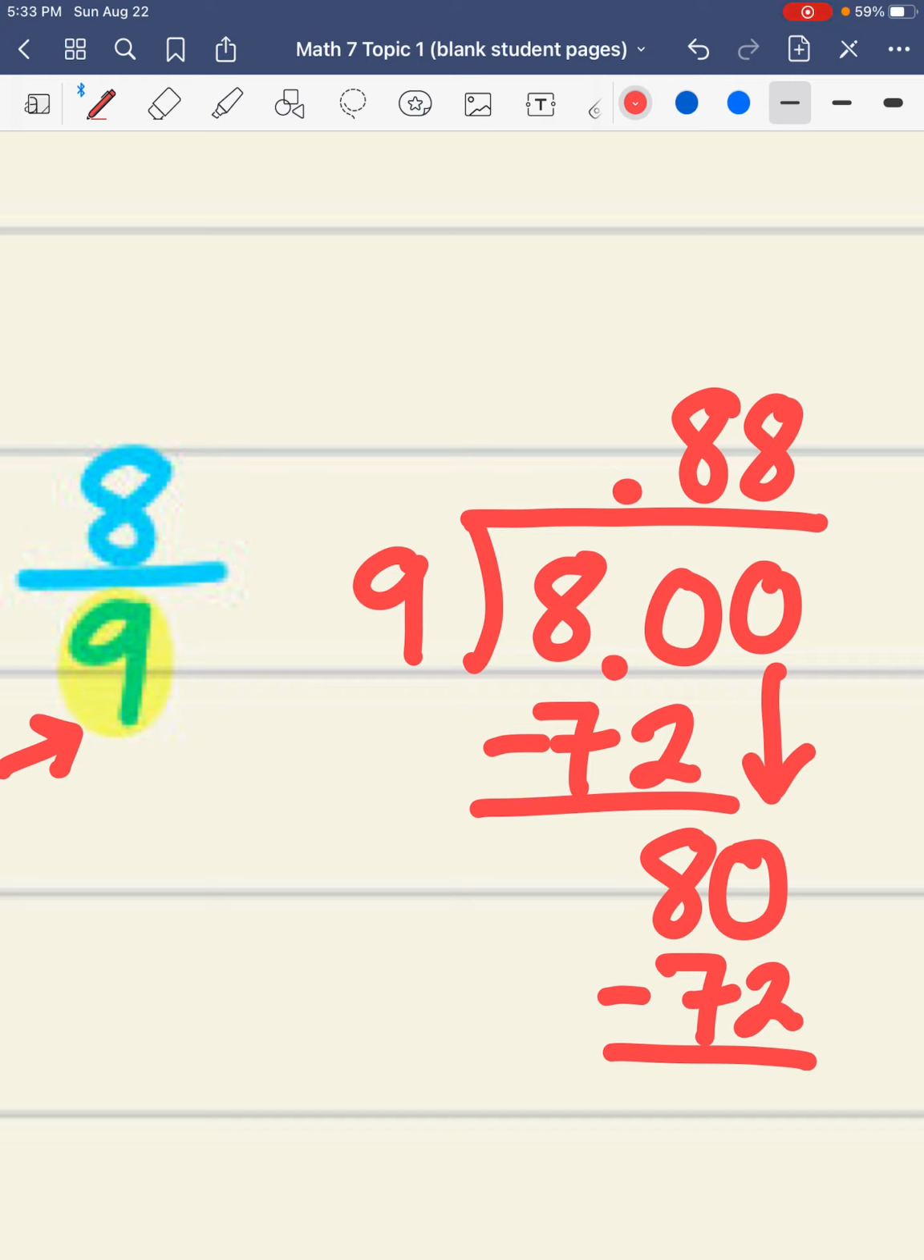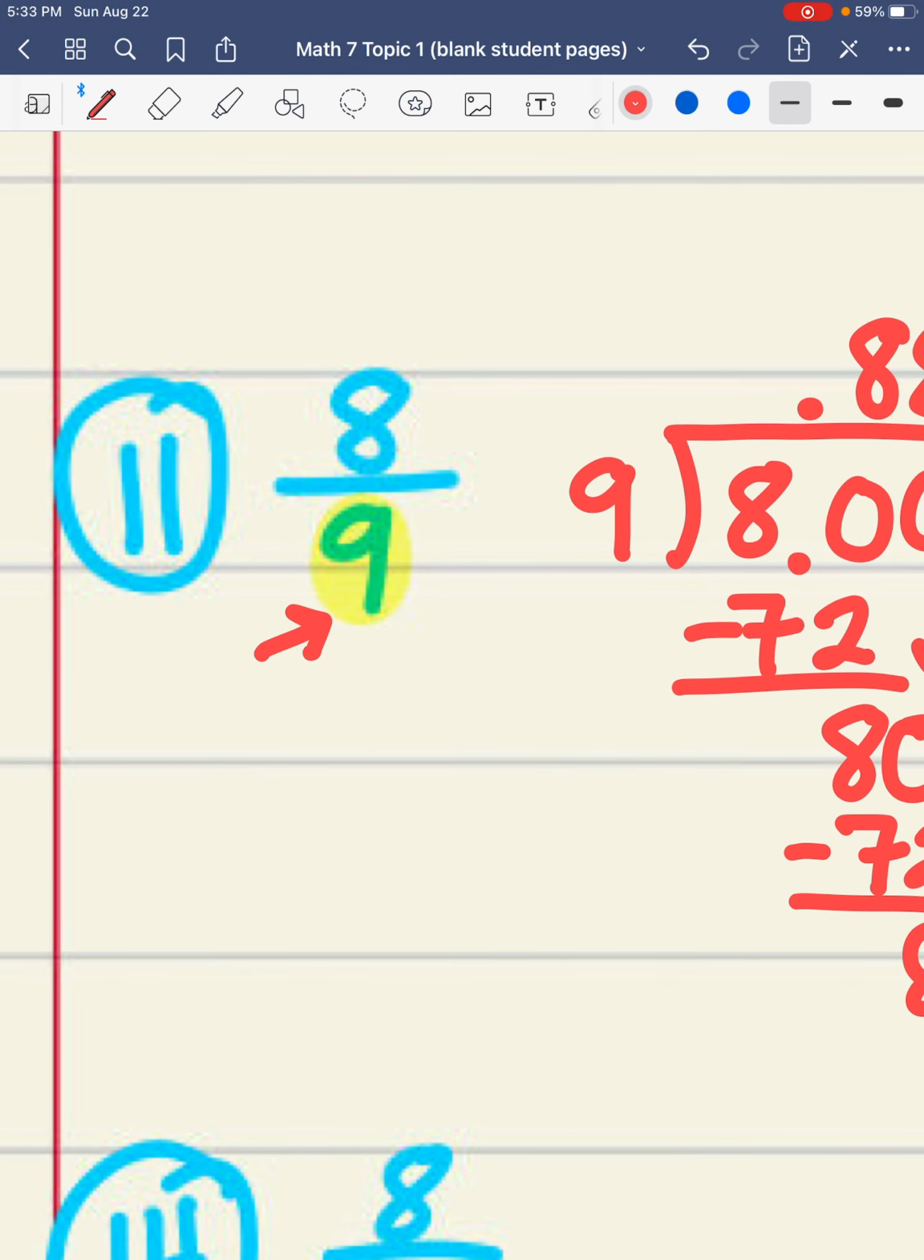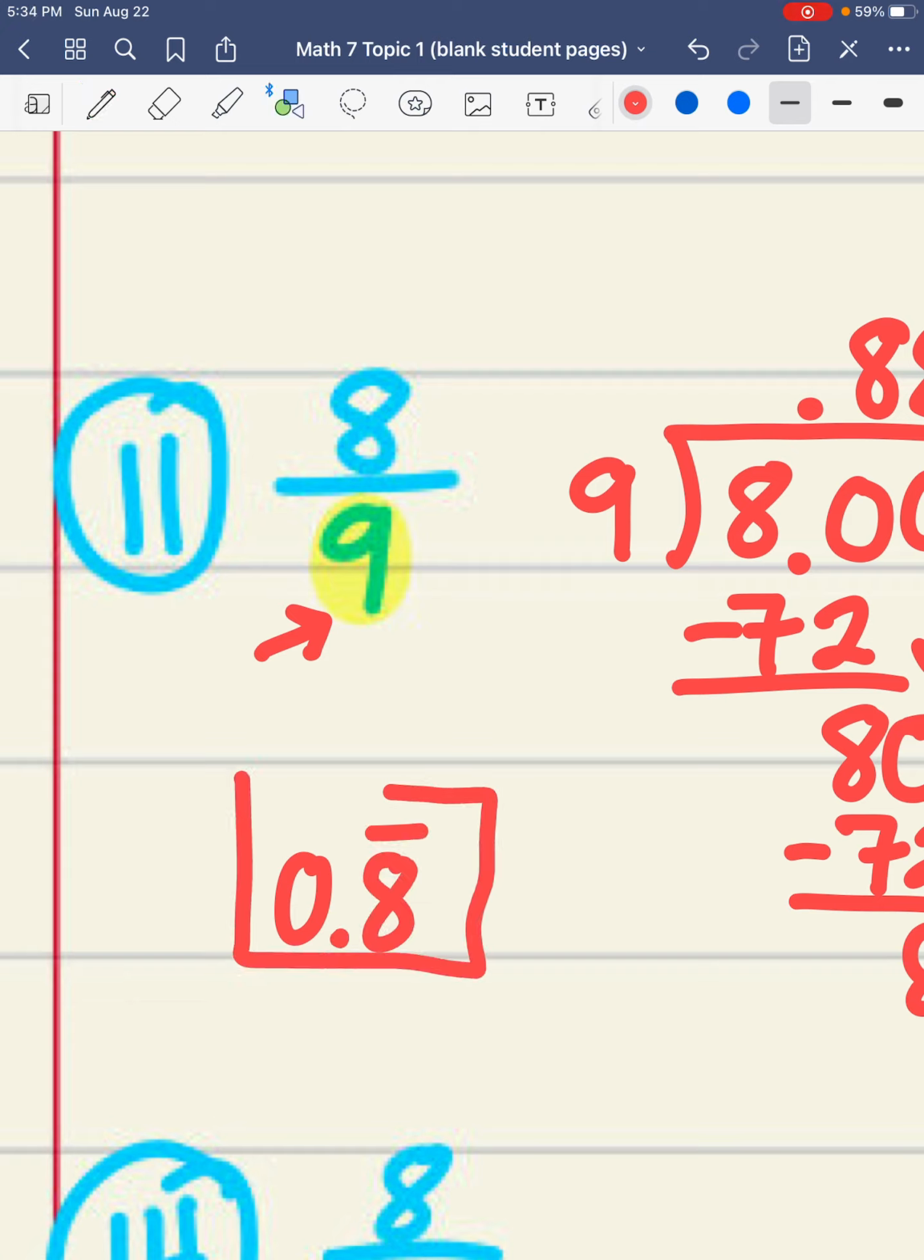80 minus 72 is 8. Do you see the pattern that I'm going to see here? I know that that 8 is going to continue to repeat. So I know that 8/9 is equivalent to 0.8 repeating. So I put a bar over that 8.